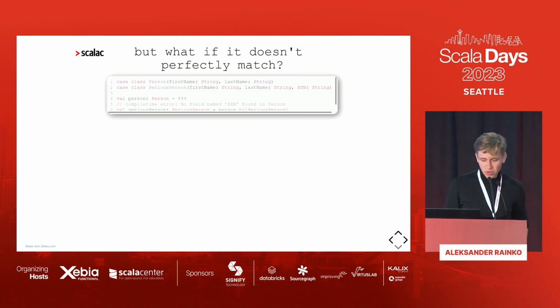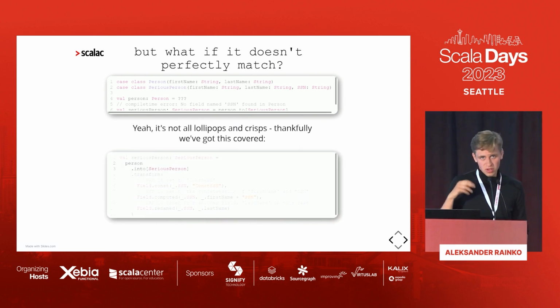So when we try to transform a Person into a SeriousPerson, we have a compile time error. The compiler tells us that no field named ssn was found in Person. So what can we actually do? Well, what we can do is configure, like nudge the transformation in some way so that it actually is statically possible.